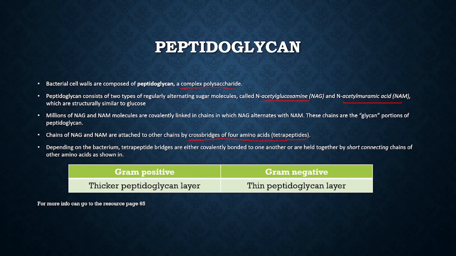Then you get gram positive and gram negative. The only difference is the peptidoglycan layer. Gram positive is going to have a thick peptidoglycan layer, and gram negative is going to have a thin peptidoglycan layer. If you want more information about this, you can go to the resources that I link at the end of the video, and you can find that on page 65.